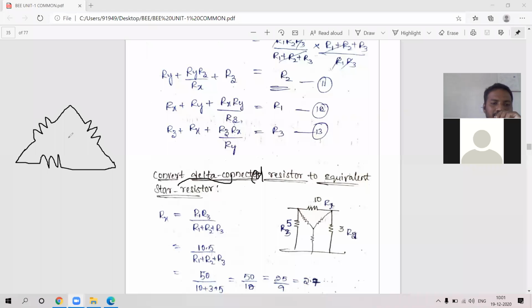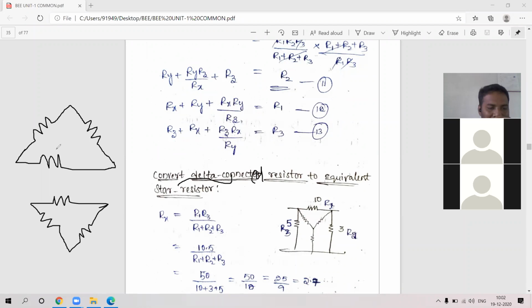Okay, so this is actually the delta connection we have seen. So this delta I can reverse also, no? I can reverse like this. This is also a delta connection. I can write like this also, no? Delta, the image.